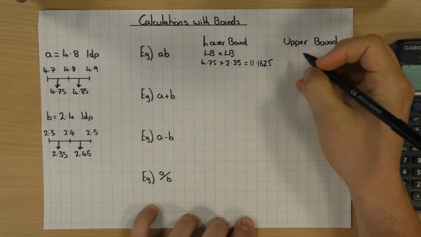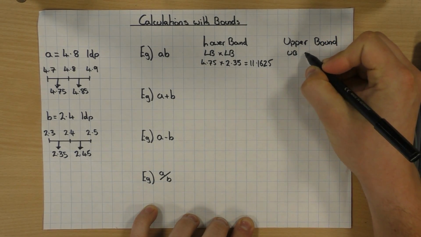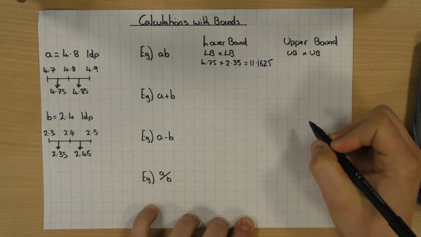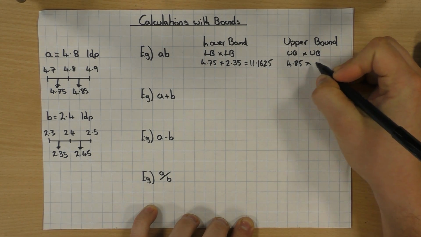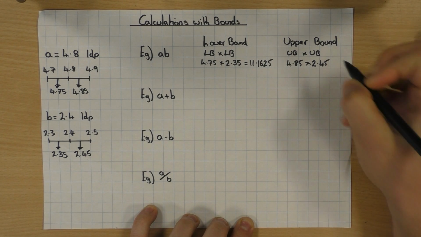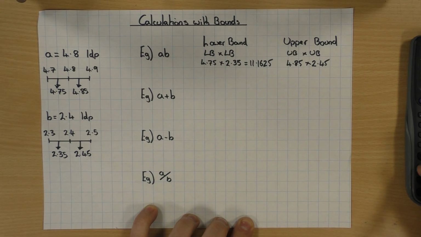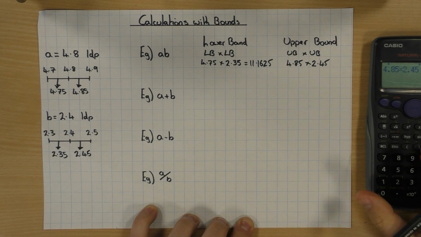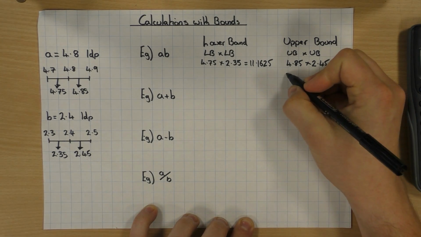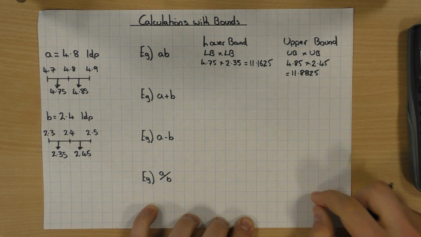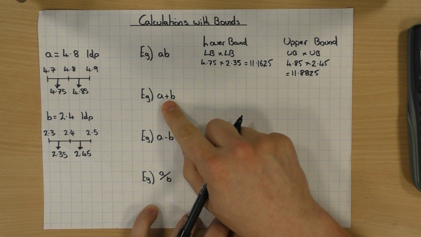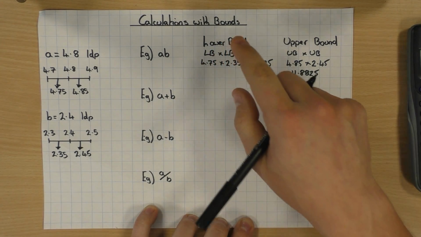Upper bound, you probably guessed it, is the upper bound of both of them when we times them together, in which case that's going to be 4.85 for A times by the 2.45 for B. And again, I'll get my calculator out. 4.85 times 2.45, and I'm not going to squeeze that in, so 11.8825.